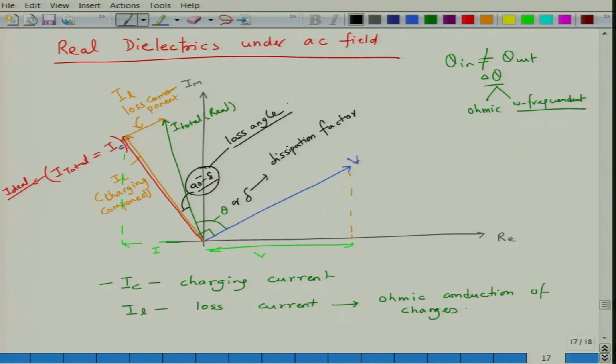Let us say we do not write it as 90 minus theta, we write this as delta. Then tan delta will be equal to I L divided by I C, and the more the loss in the system, the higher the tan delta will be for that system, or the more the power is dissipated or lost, charges are lost. If this is 0, it means there is no loss in the system. We will do more analysis of this in the next class, we are now running out of time.